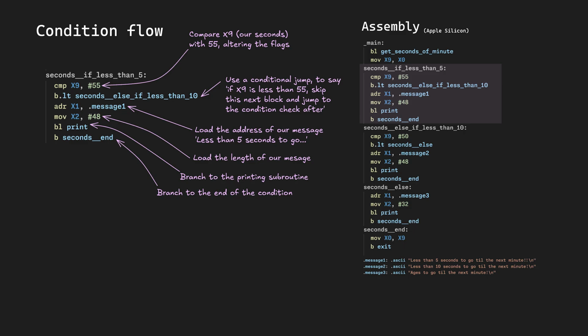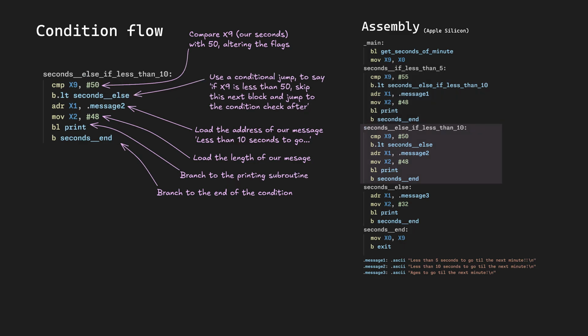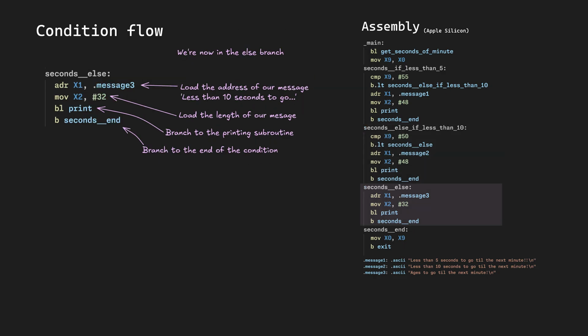Otherwise, meaning that x9 is greater than or equal to 55, we print the less than 5 seconds to go message. Then, to avoid falling through, we branch to the end of our stack of conditions. We do this again for our second else if block, except with 50 rather than 55. Finally, we have our else block, which is going to execute if none of the others matched. We print the fallback message and jump to after the condition. We could just let it fall through, but I thought better to be explicit.